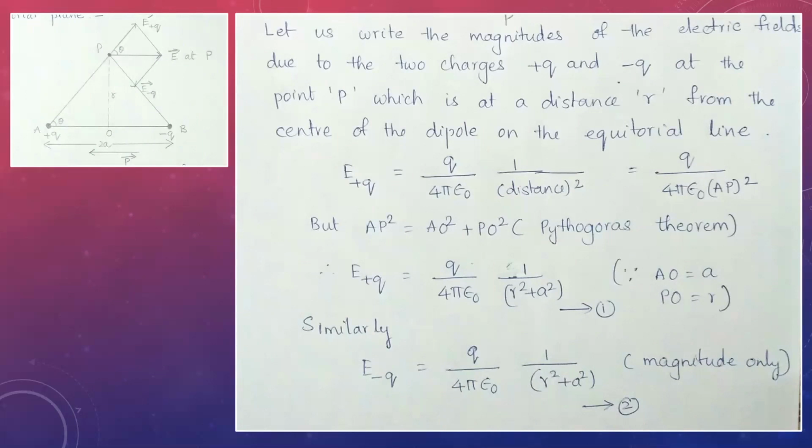Similarly, the same thing applies to negative charge also. E minus Q is equal to Q by 4 pi epsilon naught 1 by r square plus a square. Here we have written only magnitudes because we have to find the resolution of vectors as I told you earlier. So these are the equations for electric field due to the positive charge and electric field due to the negative charge.